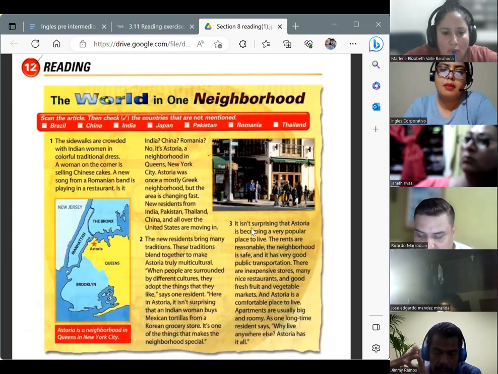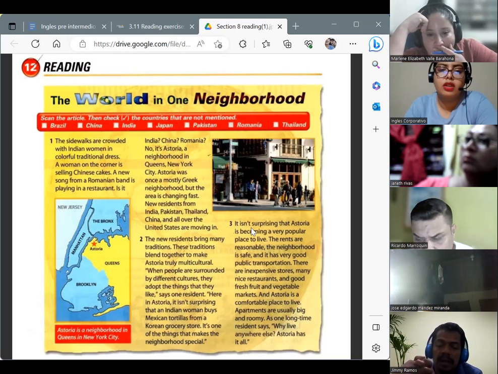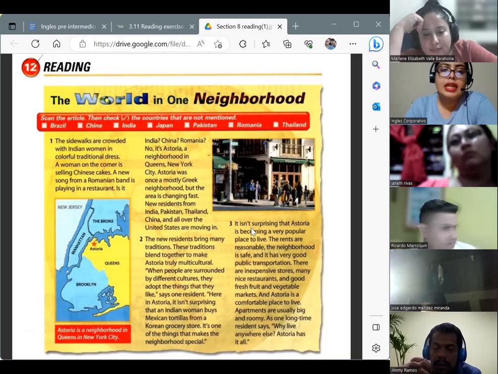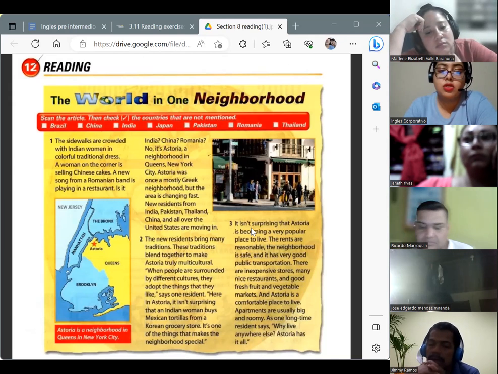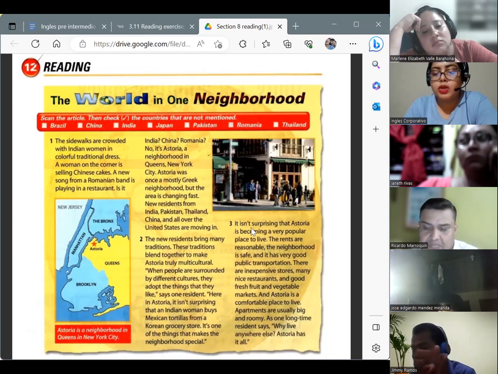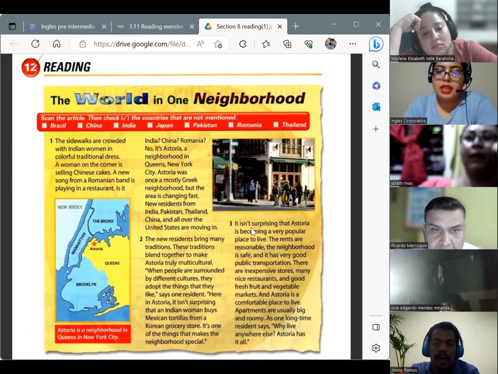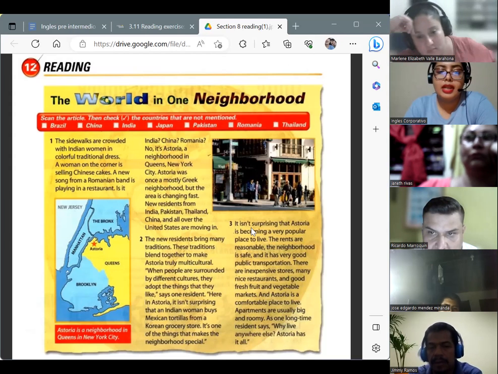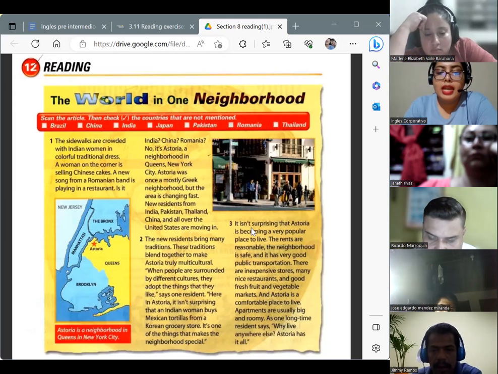Astoria was once a mostly Greek neighborhood, but the area is changing fast. New residents from India, Pakistan, Thailand, China, and all over the United States are moving in. The new residents bring many traditions. These traditions blend together to make Astoria truly multicultural. When people are surrounded by different cultures, they adopt the things that they like, says one resident. Here in Astoria, it isn't surprising that an Indian woman buys Mexican tortillas from a Korean grocery store. It's one of the things that make the neighborhood special.